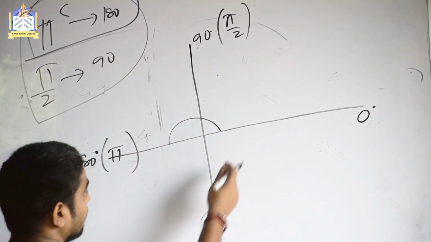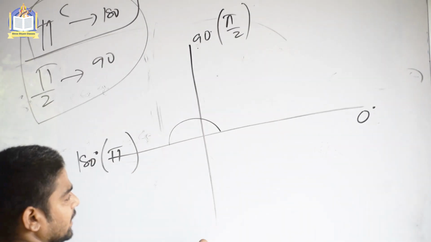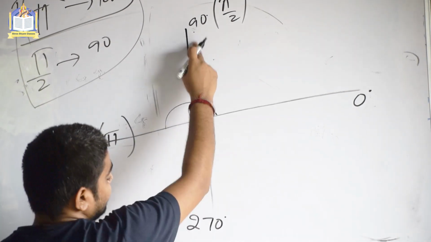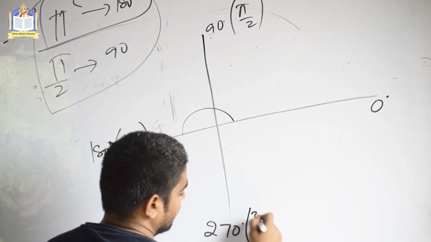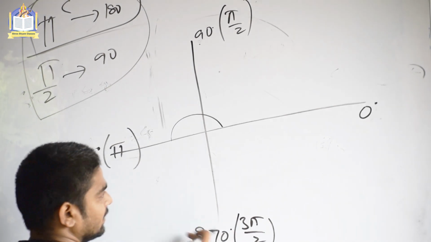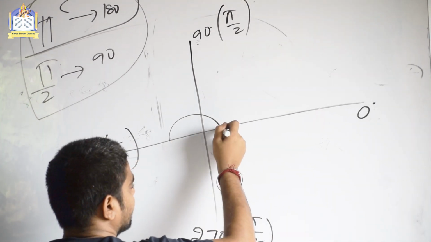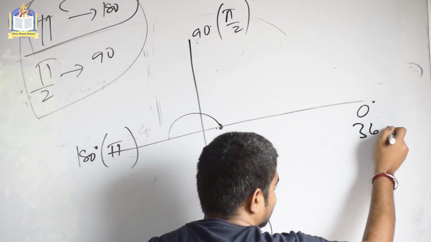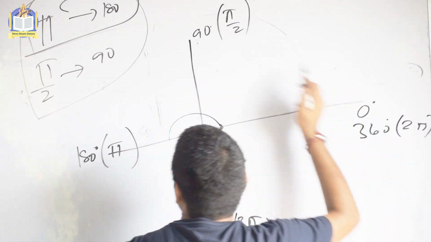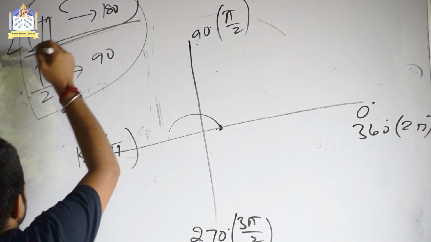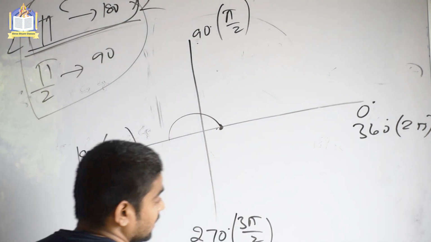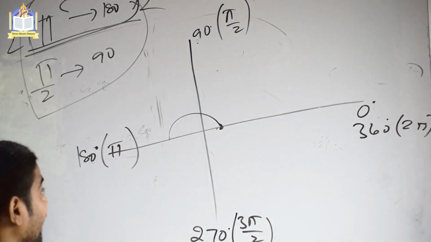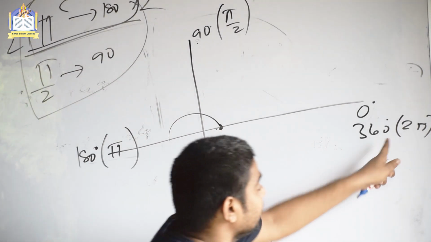Now this is 90 plus 90, 180 plus 90. This is 270. So this is 3 times of 90, which is 3 pi by 2. Again, this completes the whole circle. Here we have started, and here we complete the whole circle, which is 360 degree. This is called 2 pi. Pi equals 180 degree, so 2 pi will definitely be 360 degree.